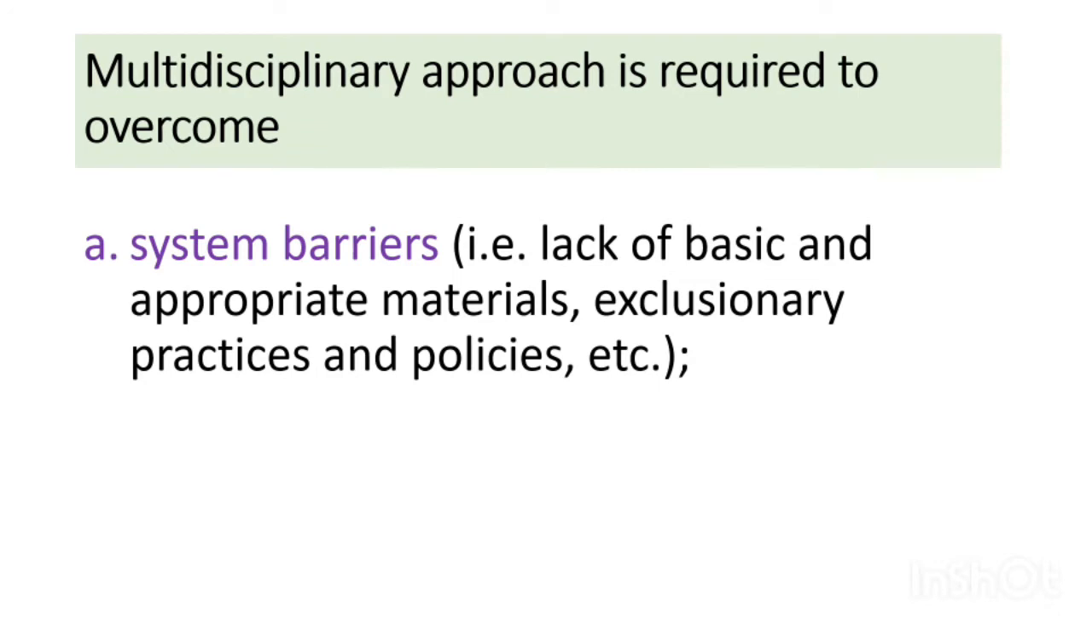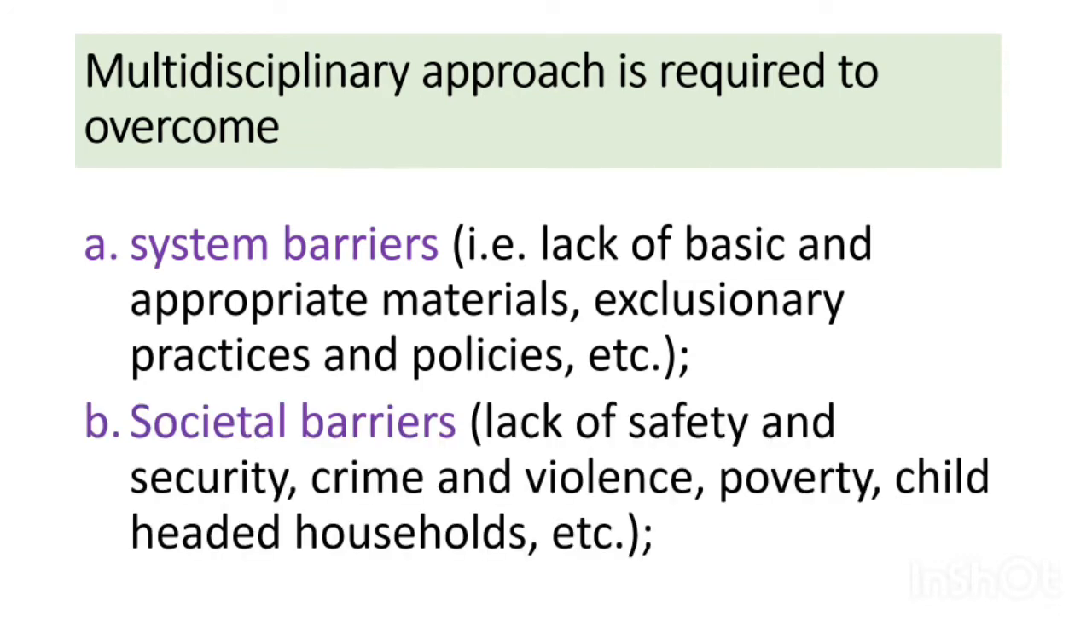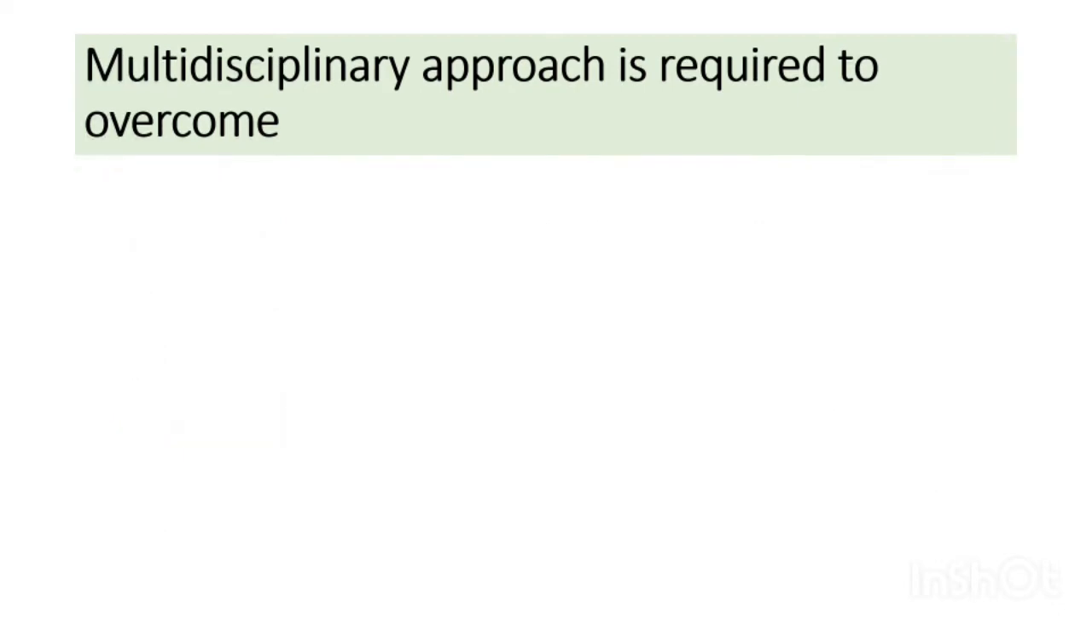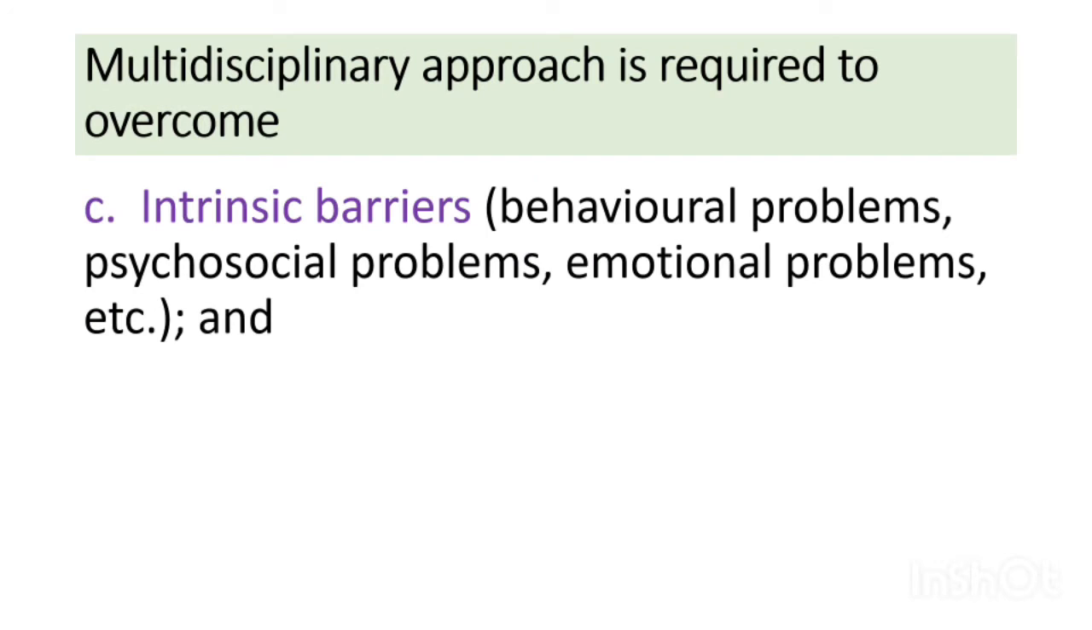And what are the examples of system barriers? Those are the lack of basic and appropriate materials, the exclusionary practices and policies, etc. Another one is the societal barriers. Examples of this are the lack of safety and security, crime and violence, poverty, child-headed households, etc. Next is what we call the intrinsic barriers, and those are the behavioral problems, the psychosocial problems, the emotional problems, and so on and so forth.